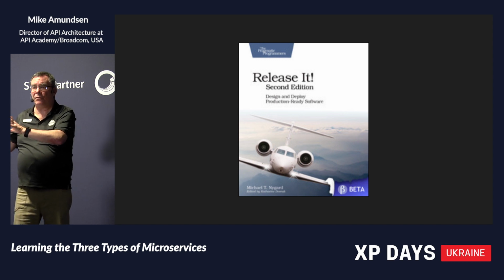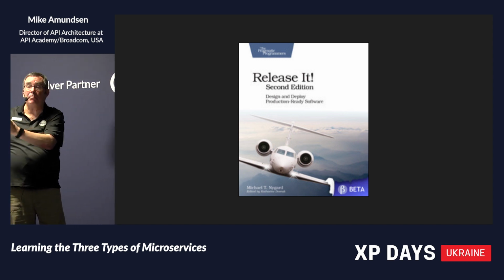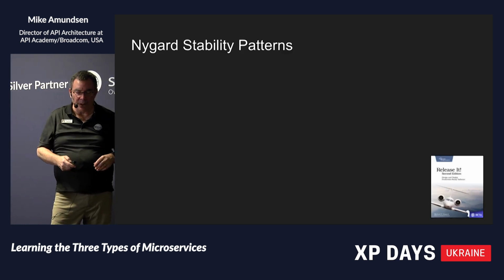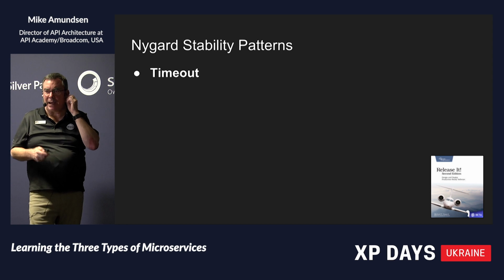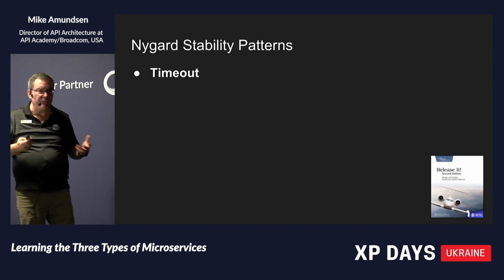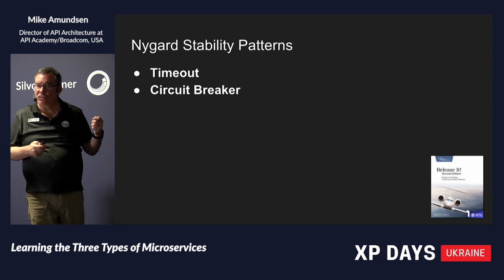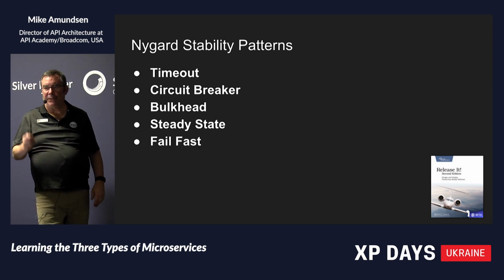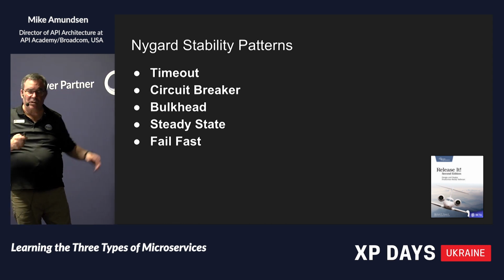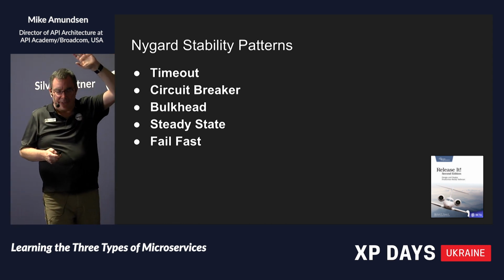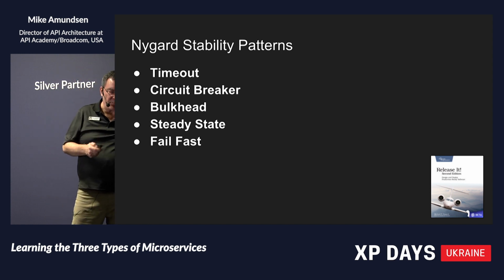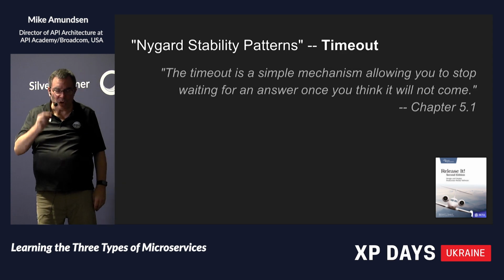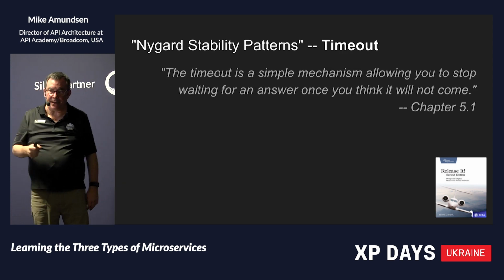He has a whole other set of things called capacity patterns, which I'm going to skip and not mention today. And there are lots of other things in the book as well. So I'm going to focus on several patterns that he has in his stability section. We've recognized some of these: timeout, circuit breaker, bulkhead, steady state, and fail fast. Now some of these we've heard, right? Timeouts and circuit breakers, maybe even bulkheads. Some of this maybe we haven't. The last one is handshaking. We'll talk about that. So let's talk about each one briefly, get an idea behind it.